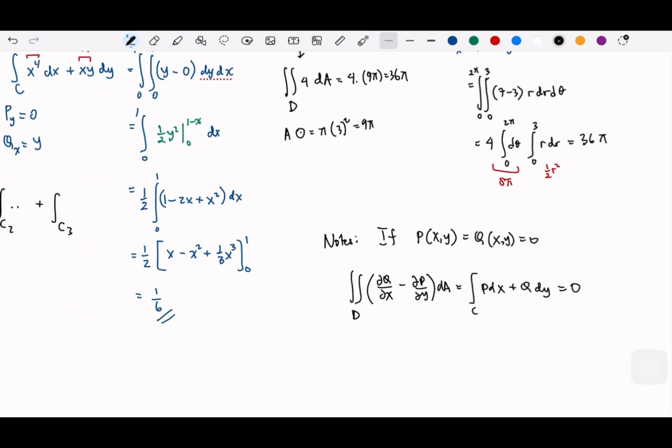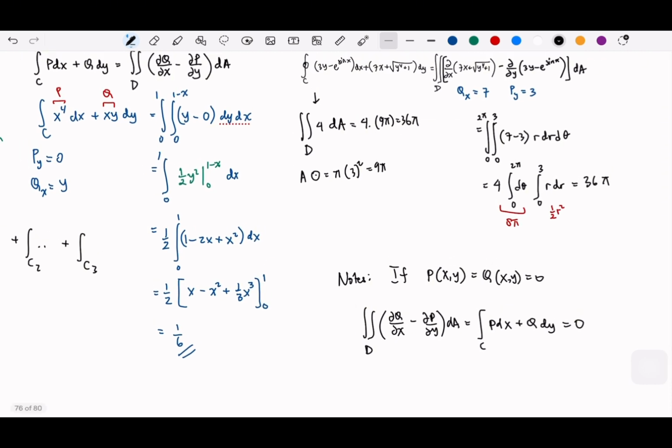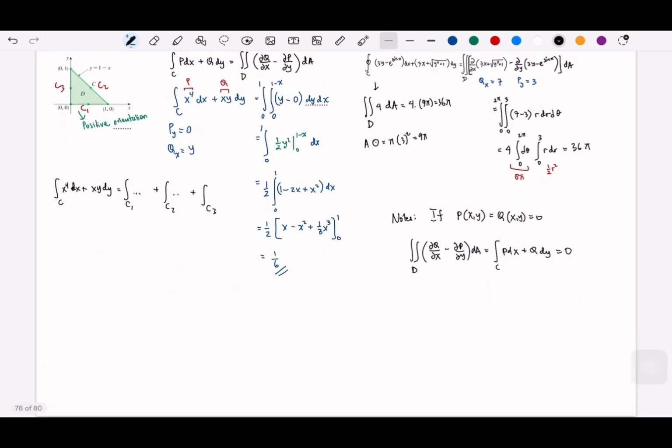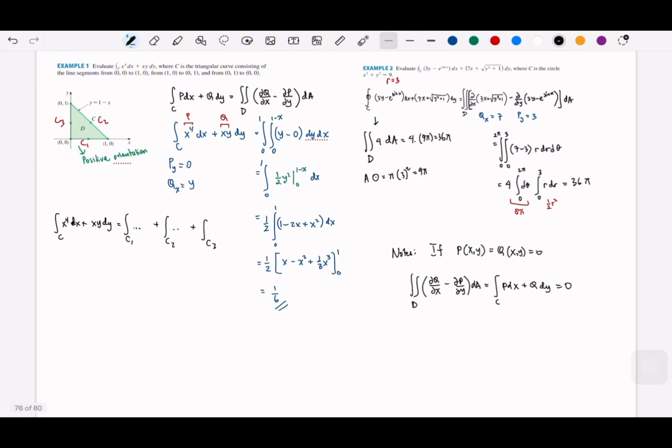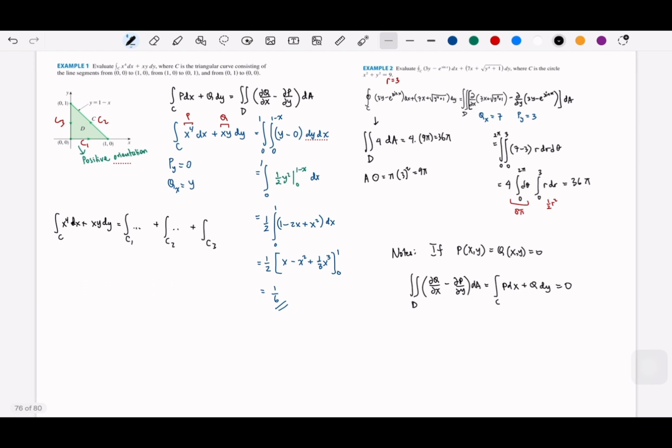Okay, let me move to the next page. So this is just a quick example of how we are going to use Green's theorem. Another application of Green's theorem is to find the area of D.